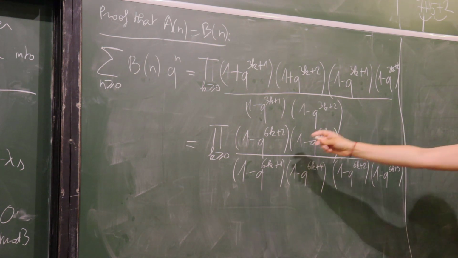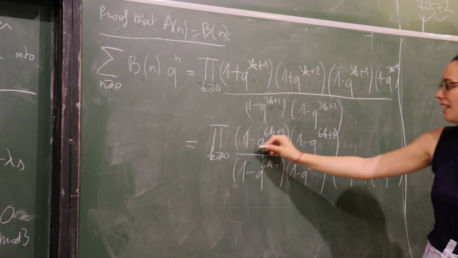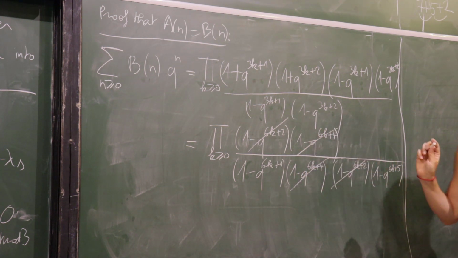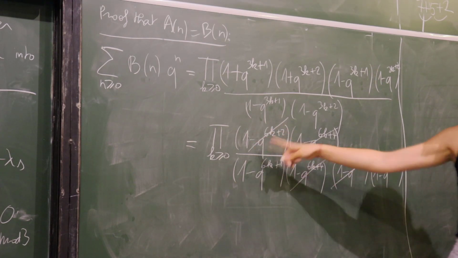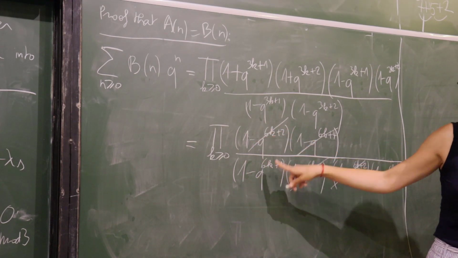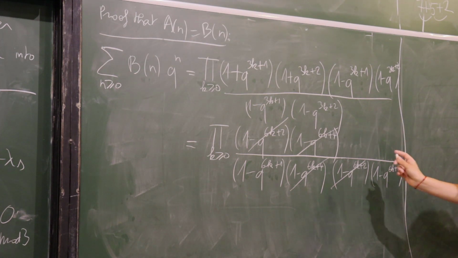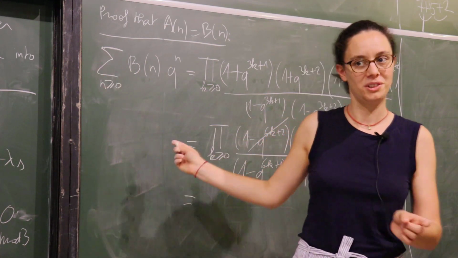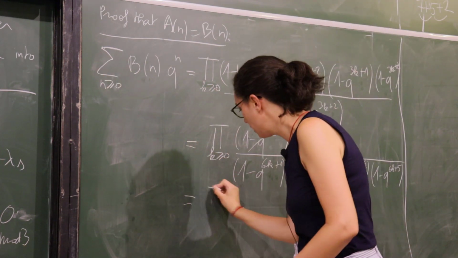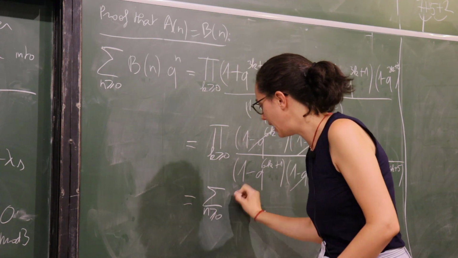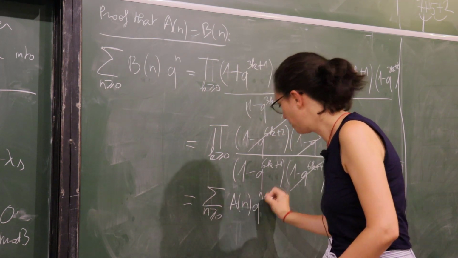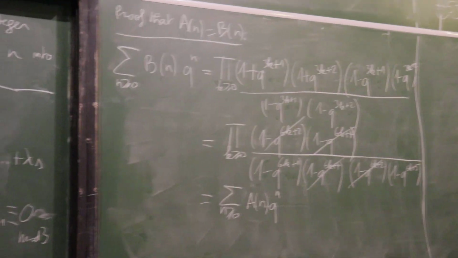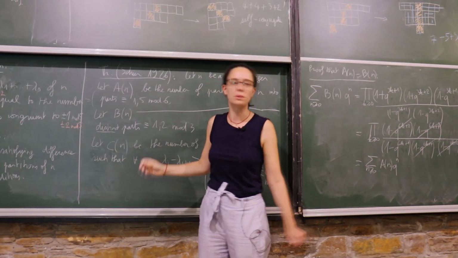And then you will have some cancellations, just like we had yesterday. So this term will cancel with this one, and this term with this one. And we are left with 1 over (q;q^6)(q^5;q^6). So that's the generating function for partitions into parts congruent to 1 or 5 modulo 6, so the partitions counted by A of n. Okay, so that's this first equality. So now we know that these two are equal, and that wasn't so hard.